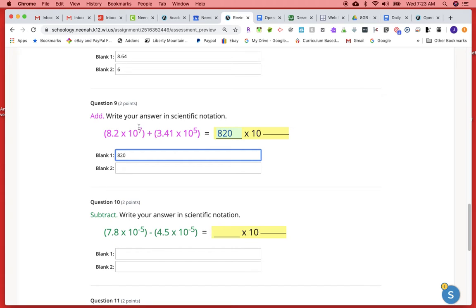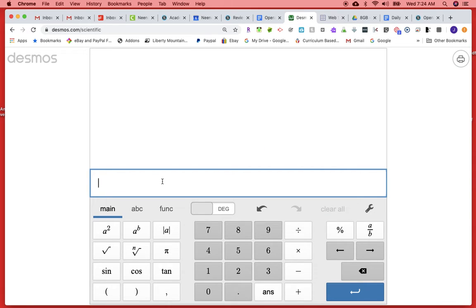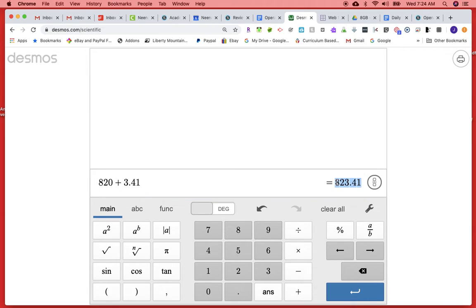exponents now. They're both going to be to the 5th power, and I'll put it down here to the 5th power. So now we're going to take 820, that's what we changed this to, so they can match to be the 5th, and I'm going to add it to 3.41. I don't need to change the 3.41 because the exponent of 5 is already matching. So I'm going to copy this, 820 plus 3.41, and go into decimals, clear this out. I'm going to paste it, and we get 823.41. Copy that.